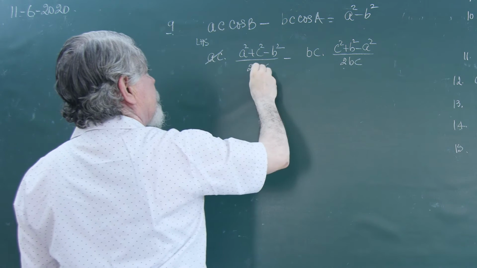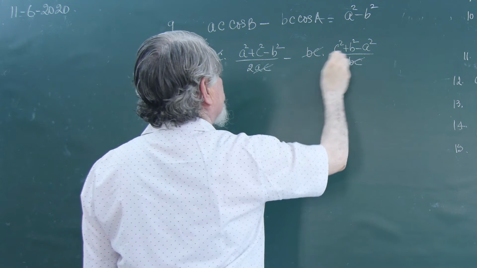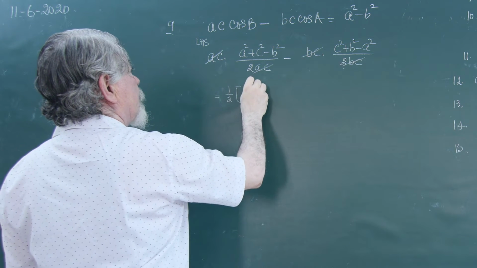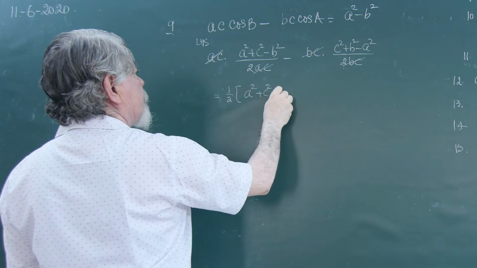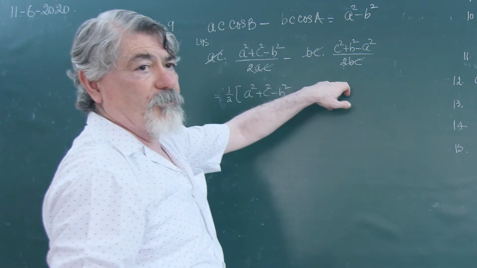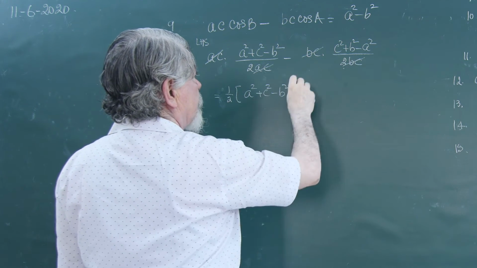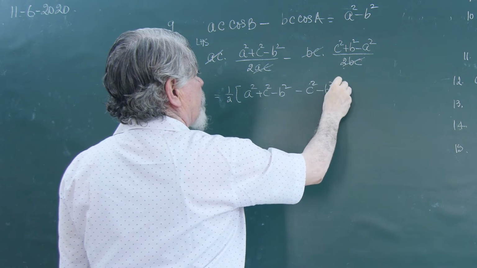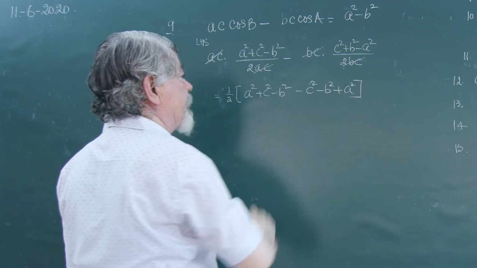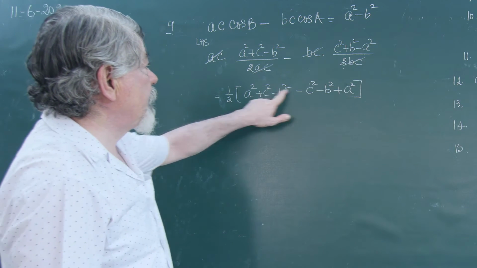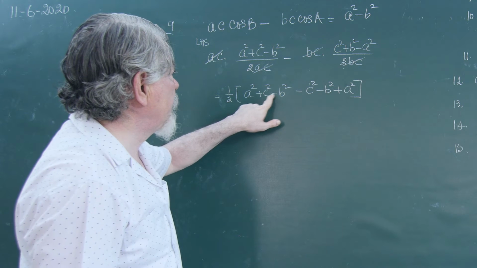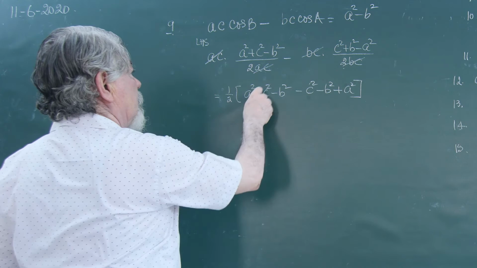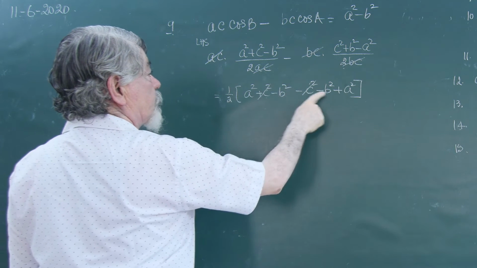So AC will cancel, BC will cancel. You will get 1 upon 2 (A square plus C square minus B square). I took 1 upon 2 common from both the terms, and minus is there, minus C square minus B square plus A square. And we'll see what we can cancel. A square cannot be cancelled. C square will be cancelled, and B square will remain.